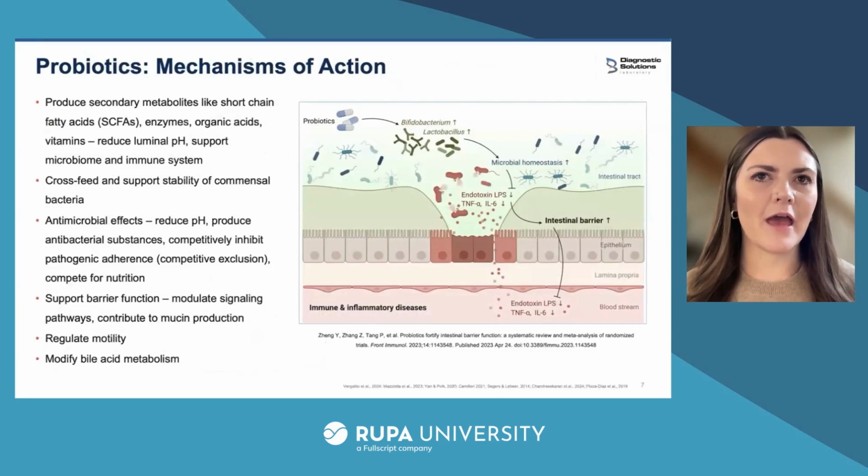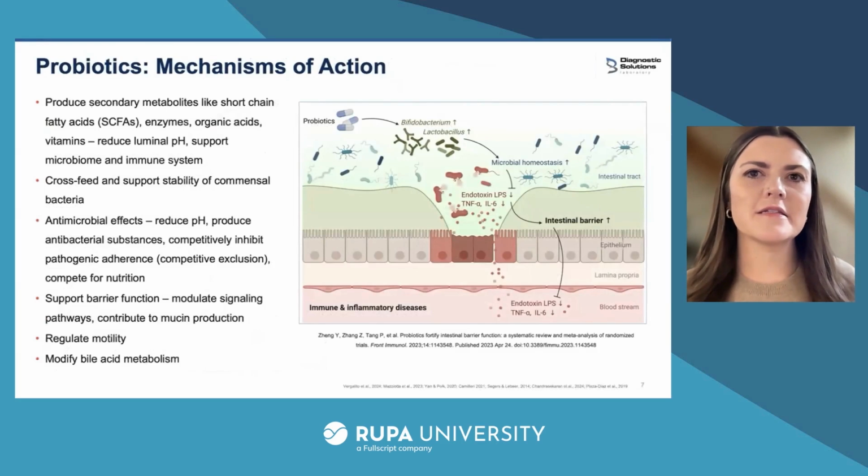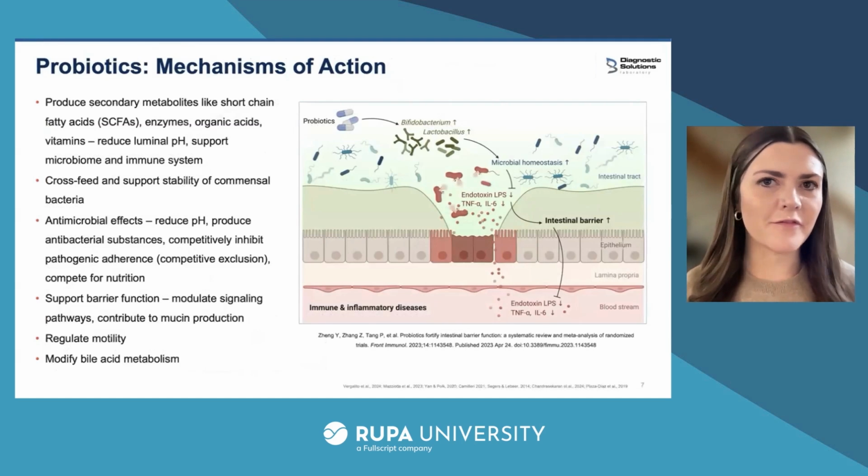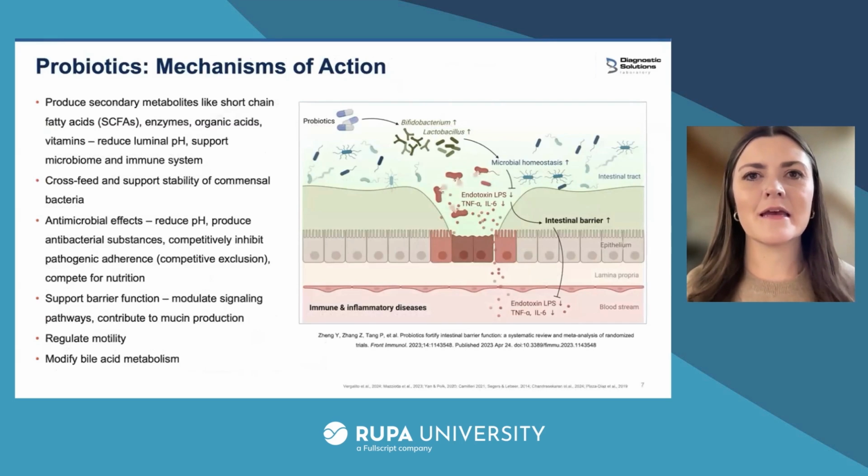So, getting into mechanisms of action, just high level, and then we'll get a little bit more specific. There's a lot of different benefits and ways that probiotics can interact with our body, with our microbiome. They produce secondary metabolites such as short chain fatty acids, enzymes, vitamins. These metabolites can be helpful for a whole host of reasons. Some can help to reduce the luminal pH, which can be helpful for pathogen inhibition. Certain metabolites can also support the microbiome, so they act to cross feed, or basically, if we look at our own innate flora, certain metabolites can serve as a fuel for those microbes.